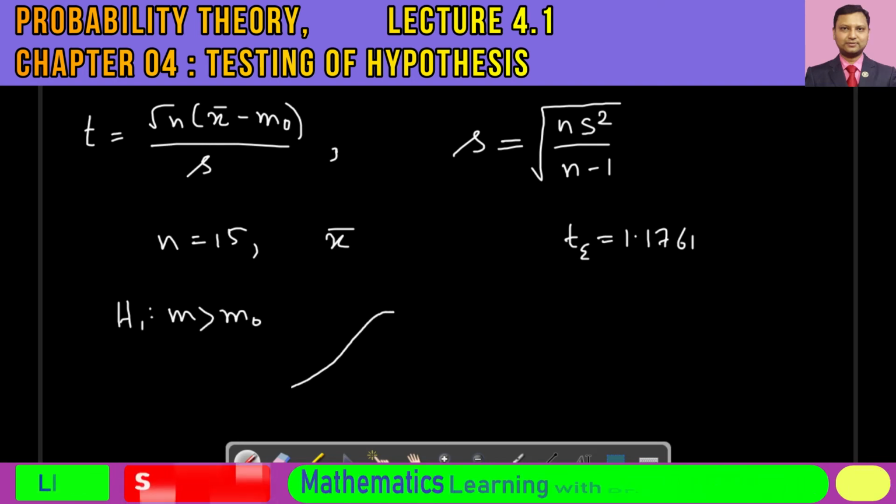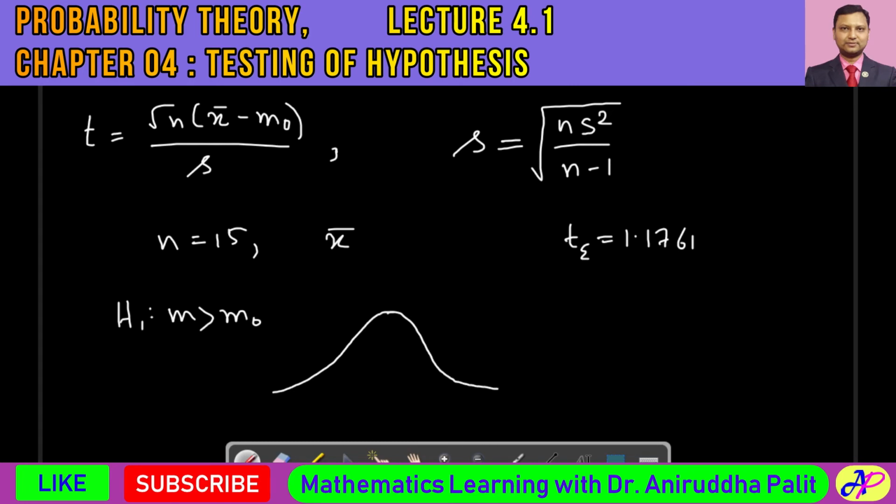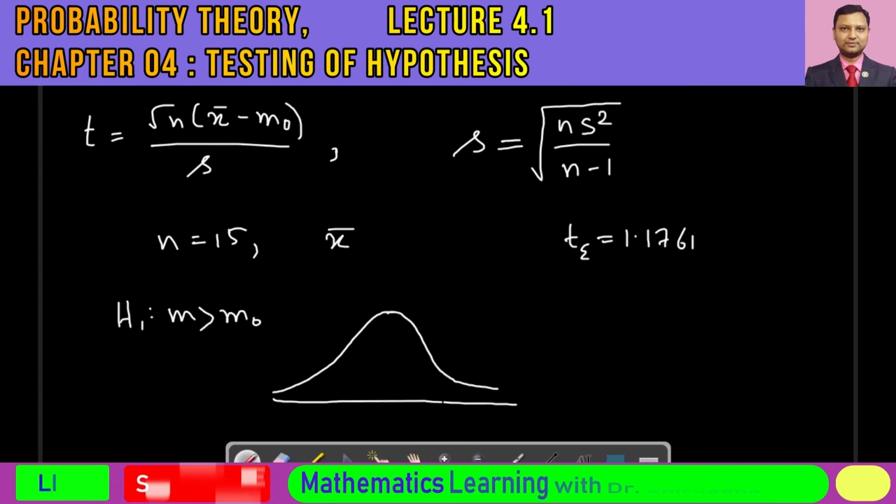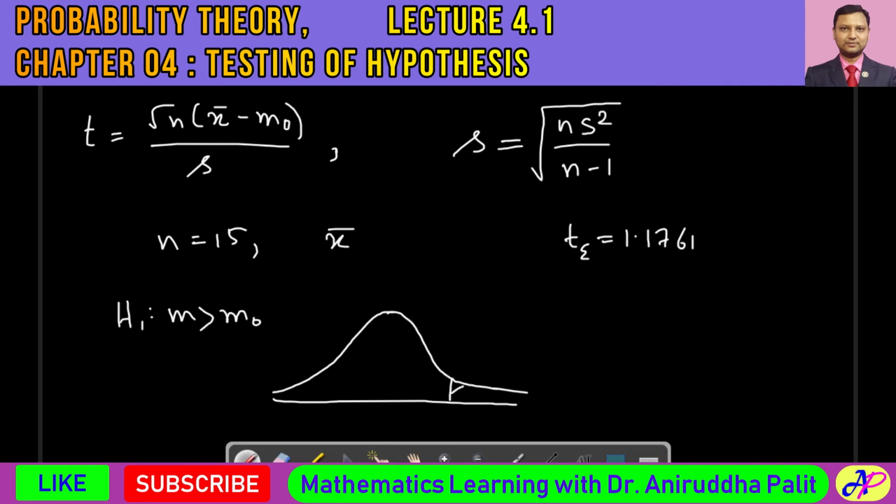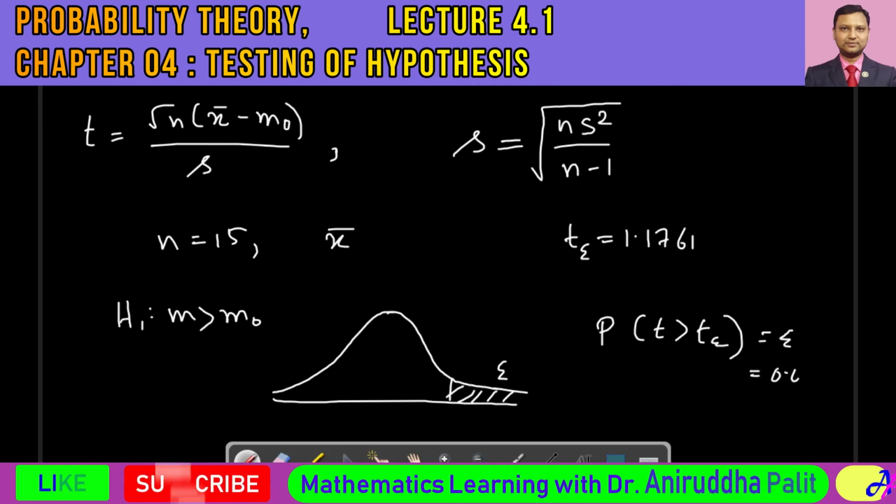So I would advise you to draw this type of density curve, because it will help you to identify this value. Over here this is a right tail test because of the fact that the alternative hypothesis is mu greater than mu0. So probability of t greater than t epsilon is equal to epsilon, and over here epsilon is equal to 0.05, with nu equal to 14, that is n minus 1 degrees of freedom.